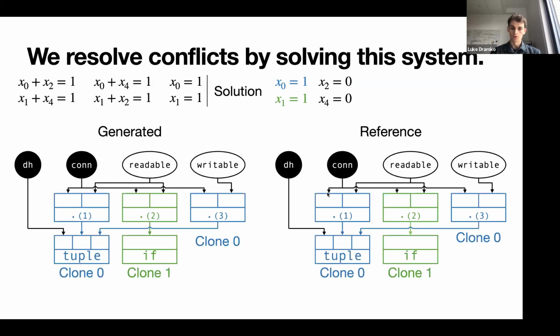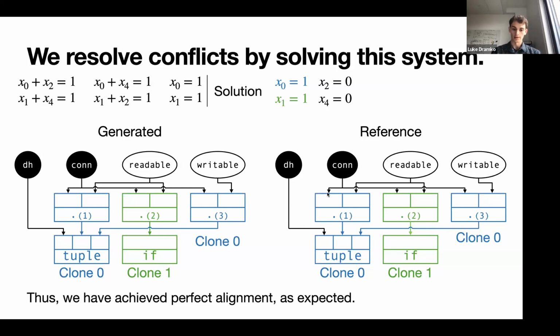So clone 0 is part of our solution, clone 1 is part of our solution, and the other conflicting clones get dropped off. This is what clone 0 and clone 1 look like, and as we can see, they don't conflict. So we finally solved the conflicts problem, which means that we can achieve perfect alignment here as we expected, because of course these two are exactly identical pieces of code, so we should be able to align them perfectly.